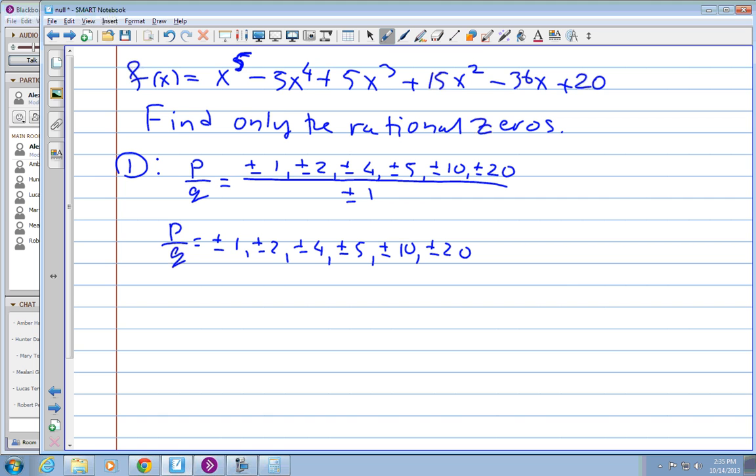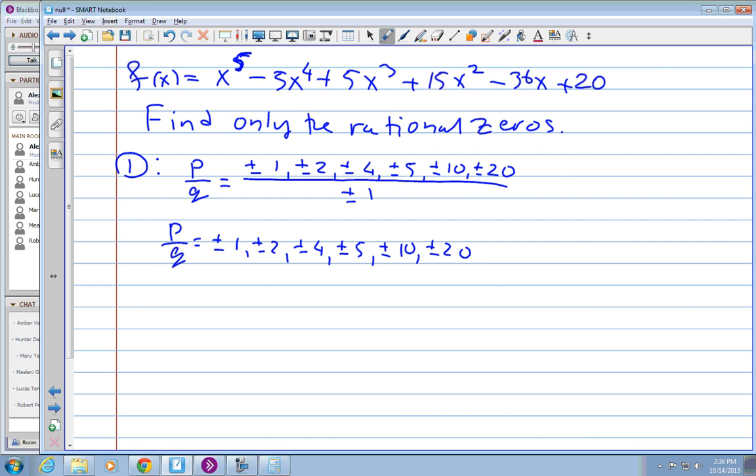Well, remember how I told you if the sum of all coefficients equals 0, then 1 most likely will work. What is the sum of coefficients there? 0, right? If I add them, you have 20 minus 36, so that's negative 16. 5 and negative 5 cancel, and the other two give you positive 16. So 1 will work. So that's what I'm going to start with. I'm going to test 1.